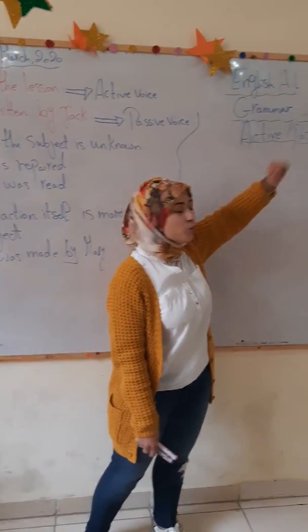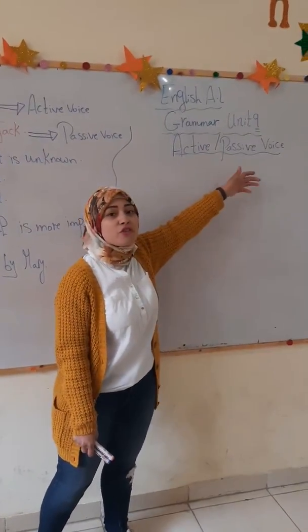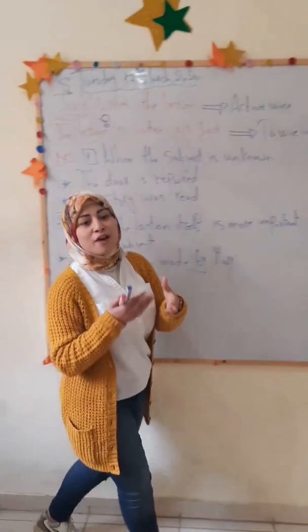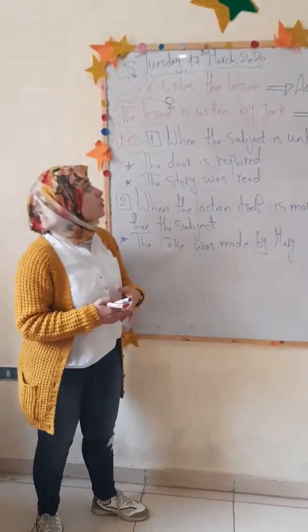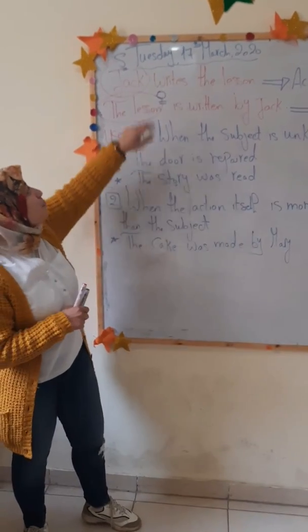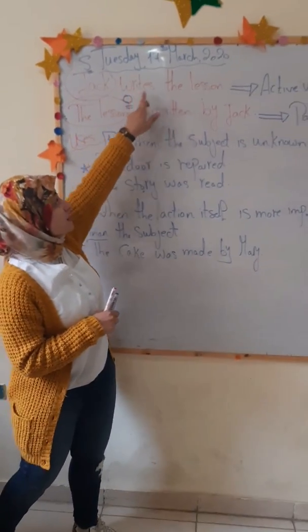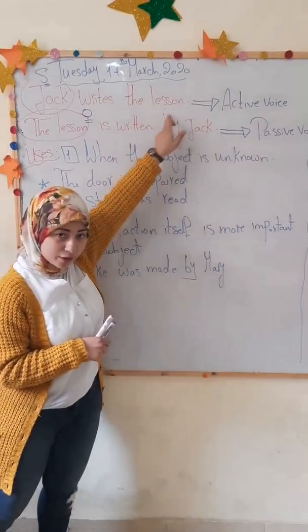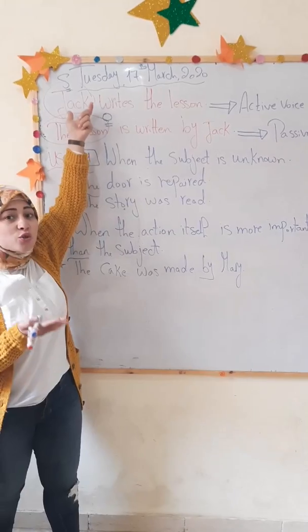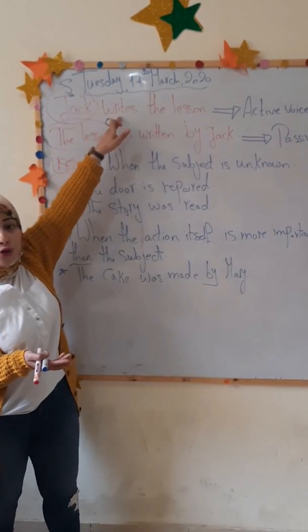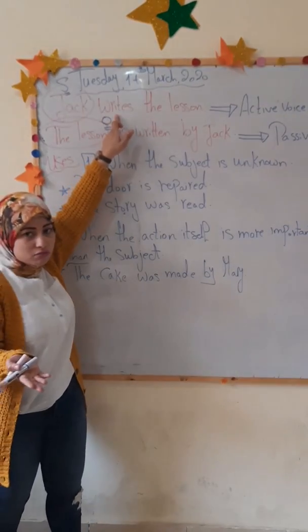Lesson, Unit 9, which is active and passive voice. So at first we have to know the difference between active and passive voice. If I give you a very simple example here, Jack writes the lesson, okay? I started my sentence here with Jack. Jack is the subject of the sentence. Who wrote the lesson? Jack.